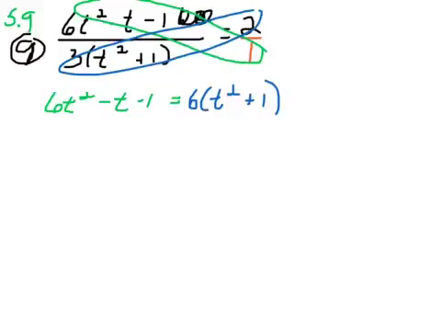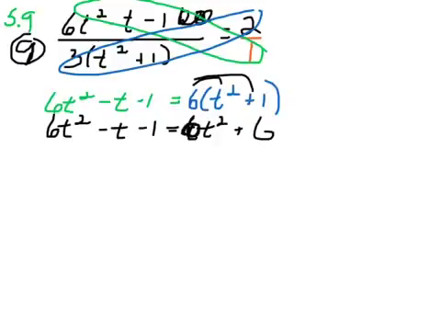So again, you could have either cleared the fraction and multiplied both sides by that denominator, or you could cross multiply, and I chose to cross multiply. All right, so now it's just time to solve. We need to simplify the right-hand side before we begin solving. So we have 6t squared minus t minus 1, and on the other side we get 6t squared plus 6.